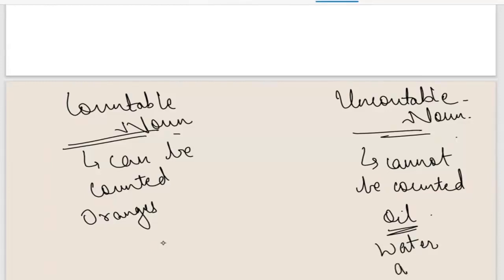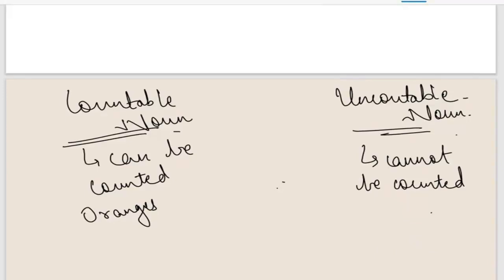Very good, Chetna. Air is an uncountable noun because these are certain words which we cannot count in numbers 1, 2, 3, 4, 5. So whatever noun we cannot count in number comes under uncountable noun, and the noun which we can count in numbers comes under countable noun. Is this thing clear to all of you? Countable and uncountable?